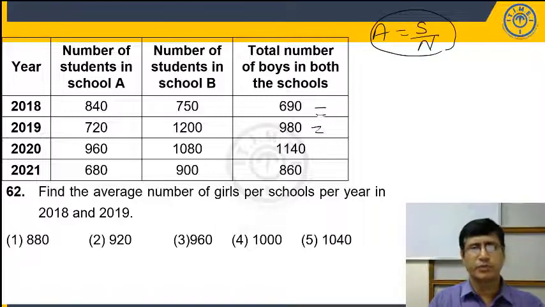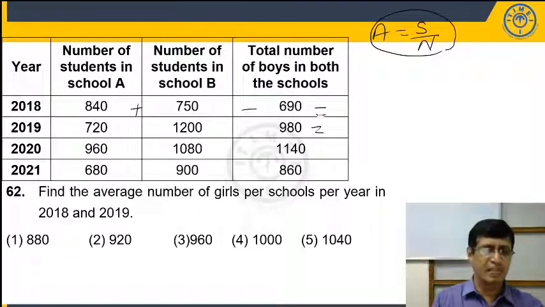This is the total number of boys and this is the total number of students. So 840 plus 750 minus 690. Subtract 690 from 750, it will give 60. 60 plus 840 is 900. Then the next one: 720 plus 1200 minus 980. Subtract 980 from 1200, it will give 220. 220 plus 720 is 940.